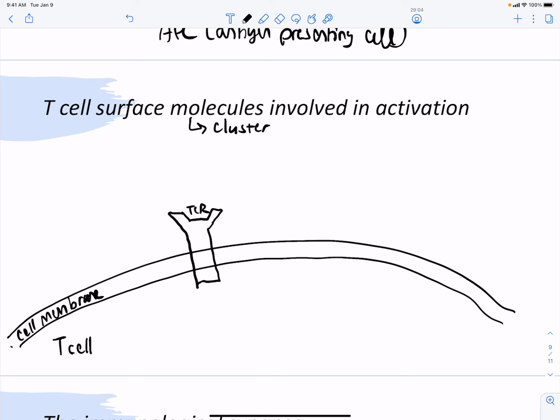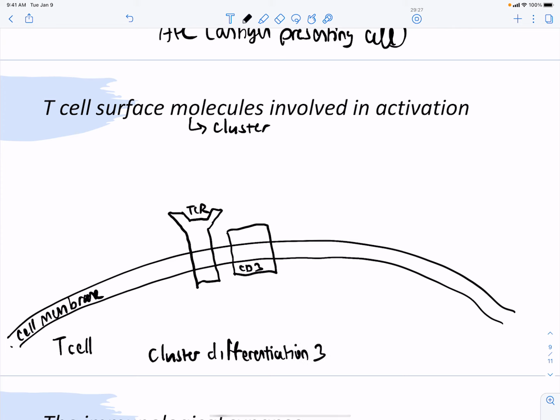Now associated with the TCR are going to be several molecules. Some of the important molecules, I'm just going to draw it as a box, is CD3. And CD3 is cluster differentiation number 3. And CD3 is what actually signals if your T cell receptor gets activated. It has tyrosine kinase motifs that will signal, which we'll talk about later.